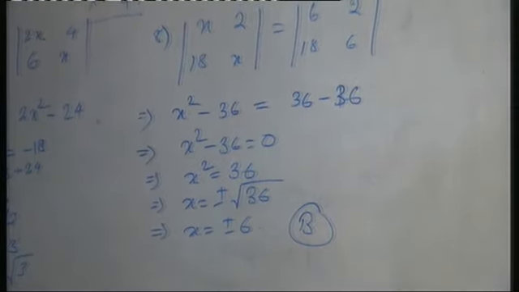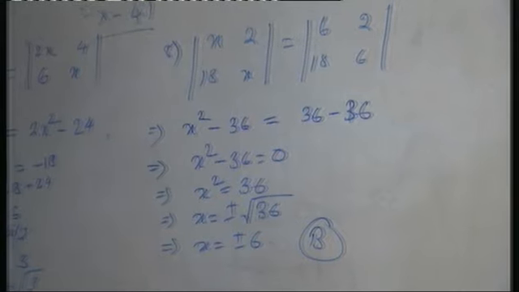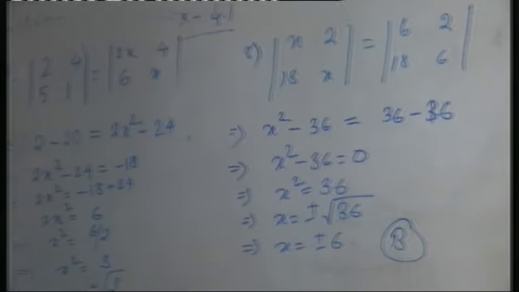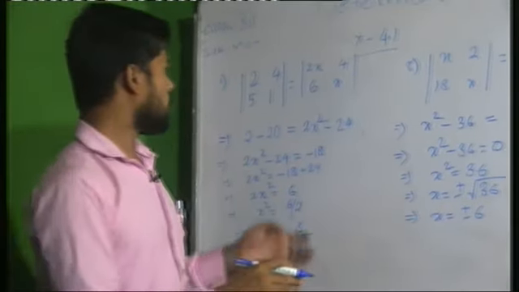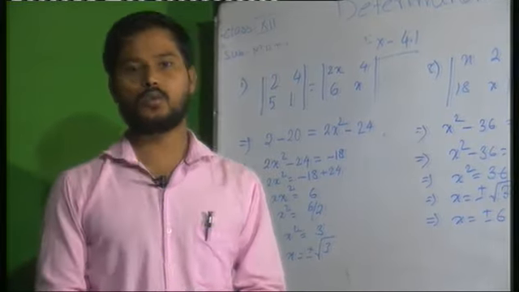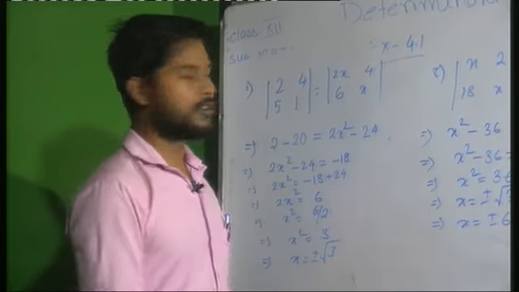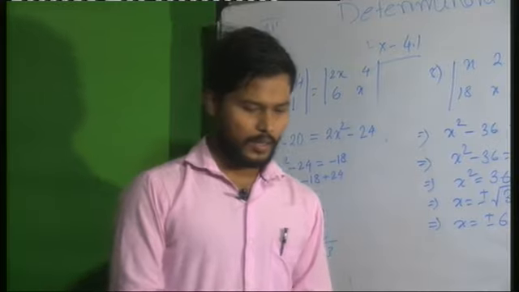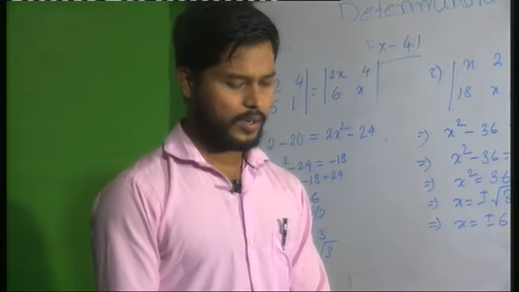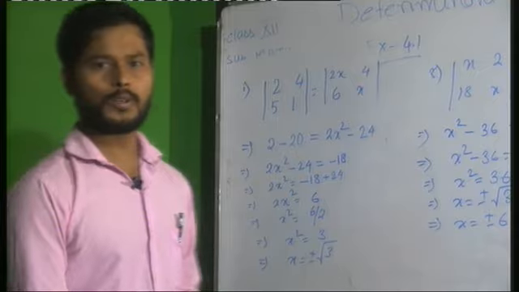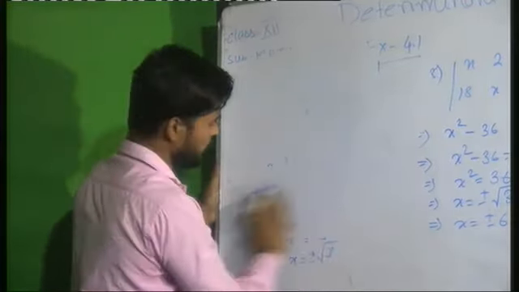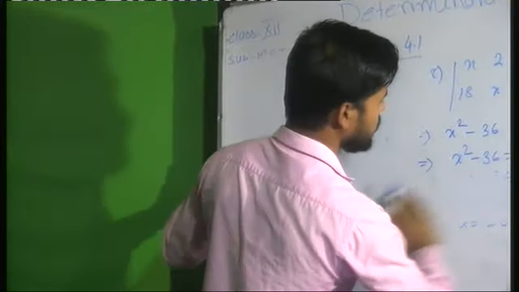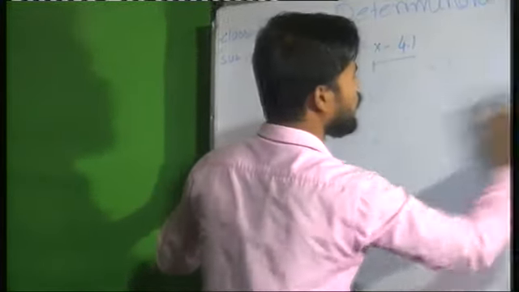Okay, so that was the last question of exercise 4.1. I think you now understand how we have to expand a determinant of order 2 cross 2 or a determinant of order 3. Now we'll learn some properties of the determinant.